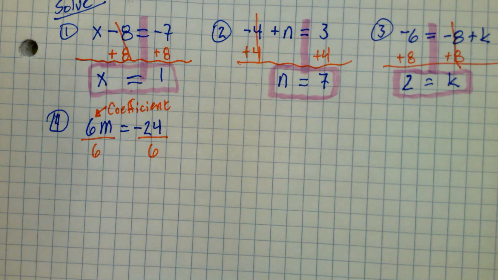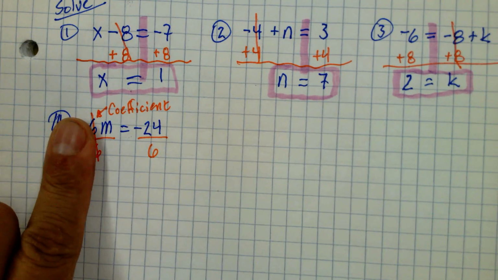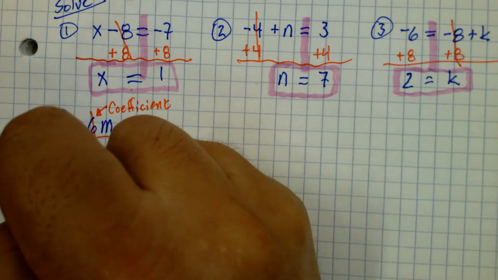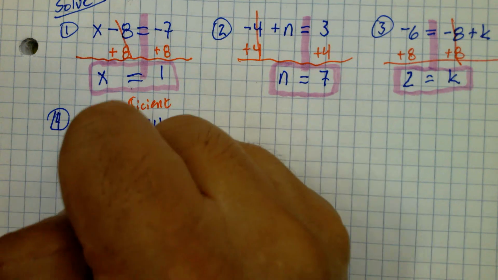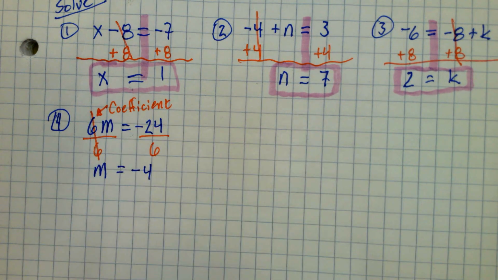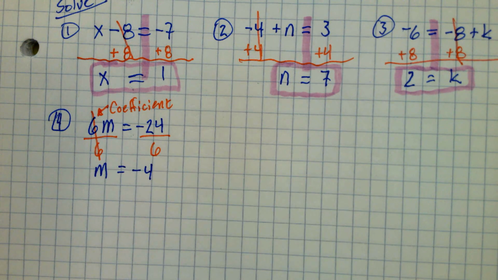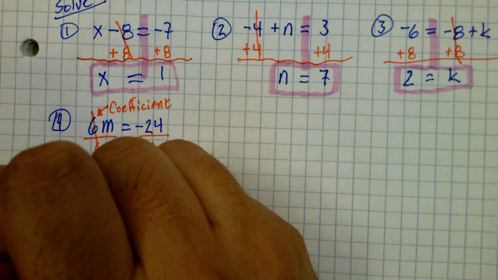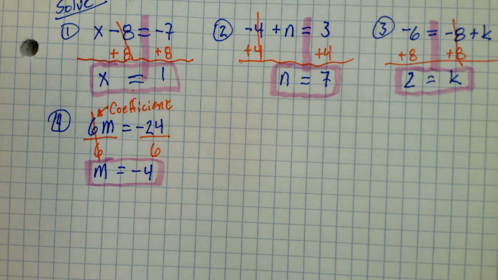And we want to get m by itself. And we get that by creating a 1. So when I cross this out, I think of 1. 1 times m is m. Okay, they cancel out. They make a 1. 1 times m is m. And on the other side, let me bring down my equal sign. It's negative 24 divided by 6. Negative 4. You're just doing regular division. Okay? So the answer is negative 4, because 6 times negative 4 is negative 24. Okay, let's do a couple more.